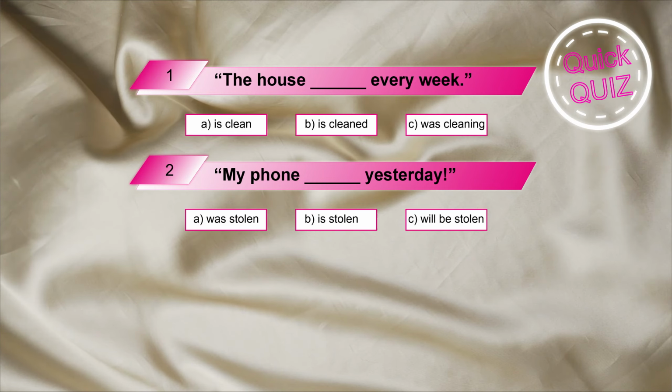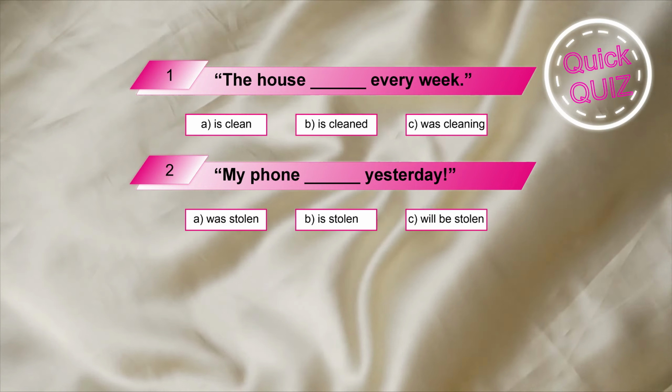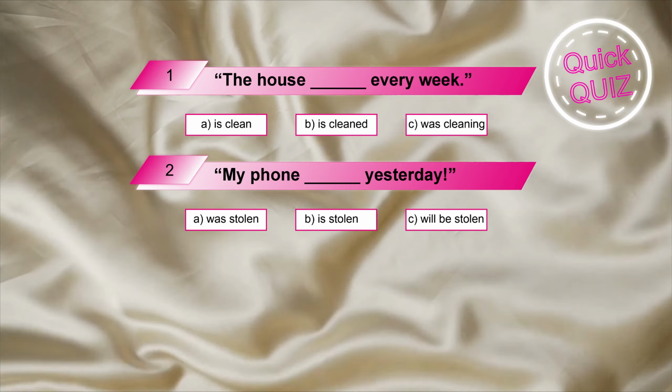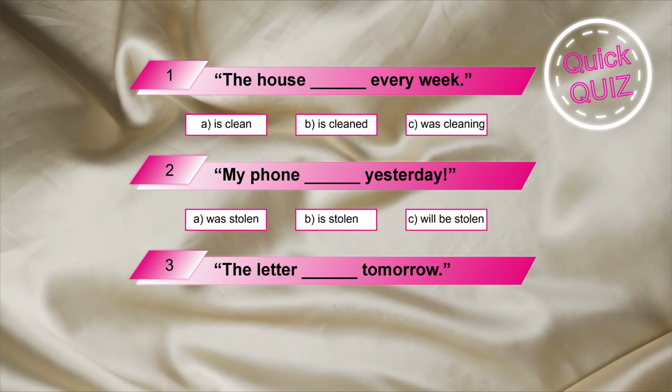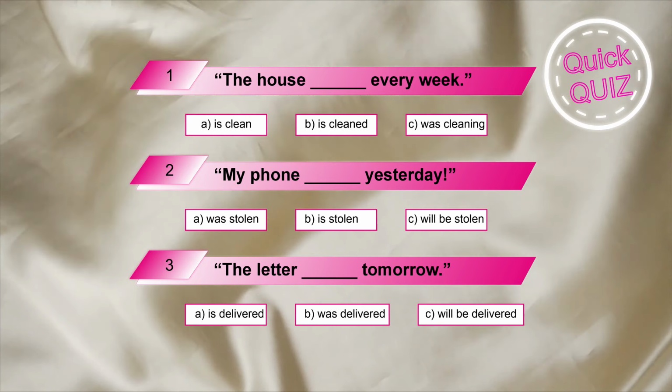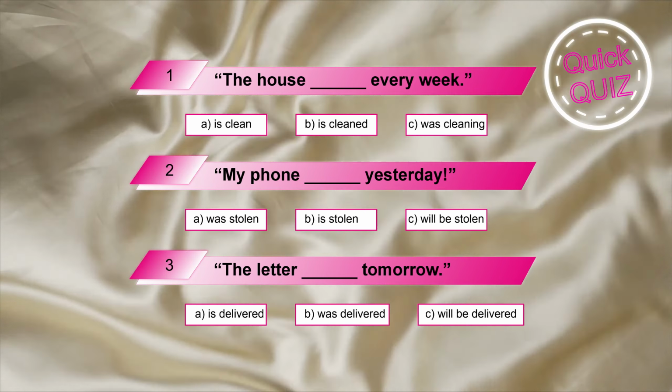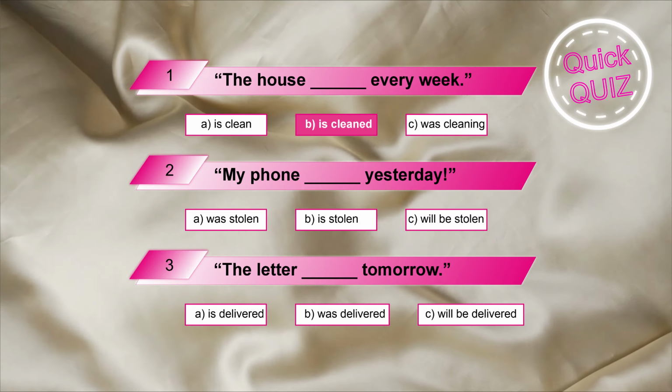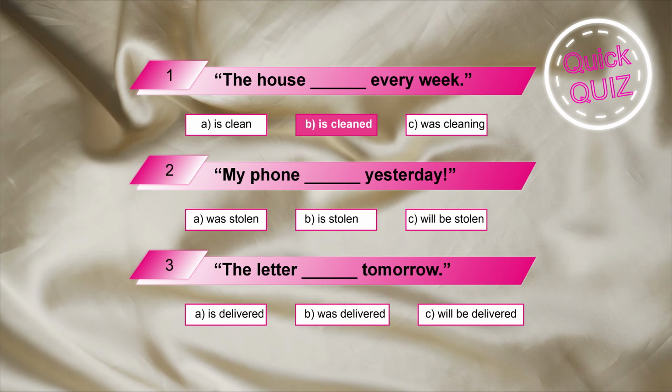My phone blank yesterday. A. Was stolen. B. Is stolen. C. Will be stolen. The letter blank tomorrow. A. Is delivered. B. Was delivered. C. Will be delivered.